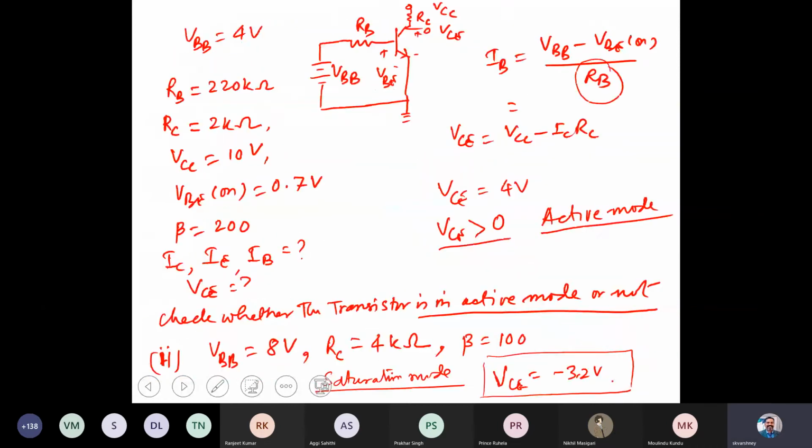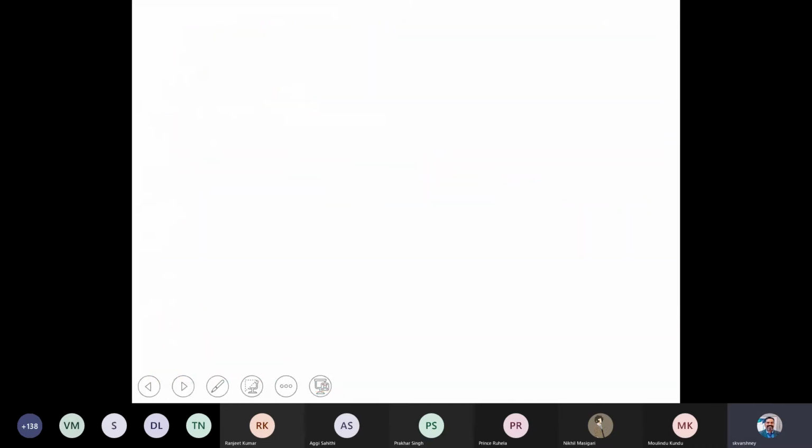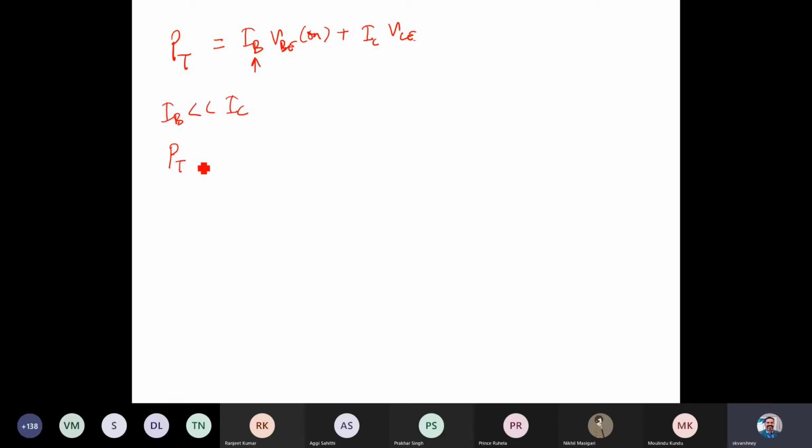The power dissipated in the transistor is simply given by the input IB VBE plus IC into VCE. Since IB is much less than IC, we can write the power dissipated in the transistor as simply IC into VCE.